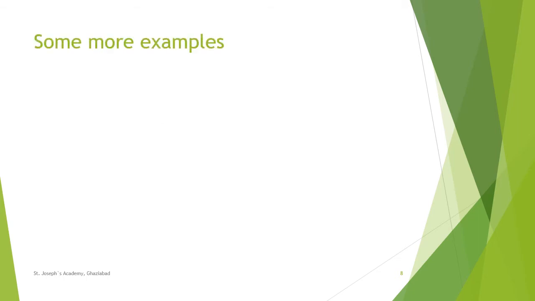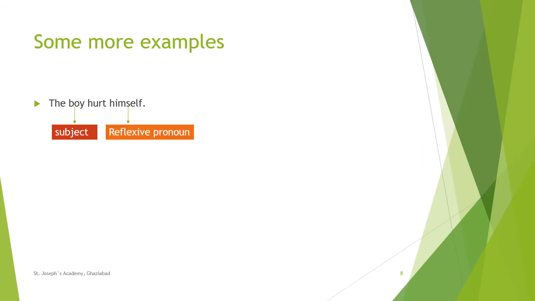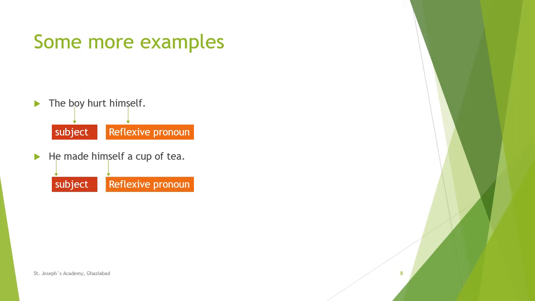Now we have some more examples. The boy hurt himself. In this sentence, the boy is the subject and himself is the reflexive pronoun. In the second sentence, he made himself a cup of tea. He is the subject and himself is the reflexive pronoun.